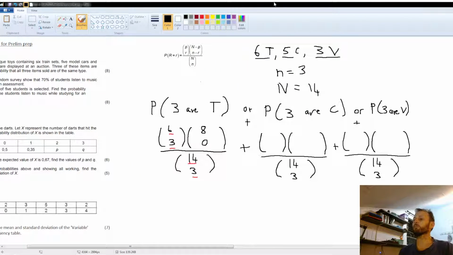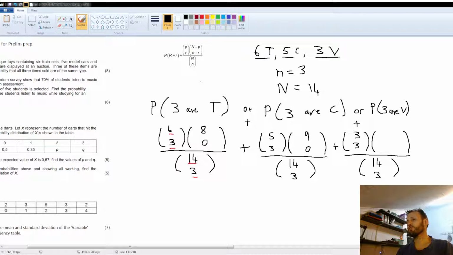Okay, now, what about here? Next up, all 3 are cars. So from 5, you want 3. And from the remaining 9, you want none. You do not want any to be of the remaining 9. Lastly, we've got vintage toys. There are 3 of them, and you want all 3 to be chosen. You always want to choose 3 from that type, because you want all of them to be of the same type.